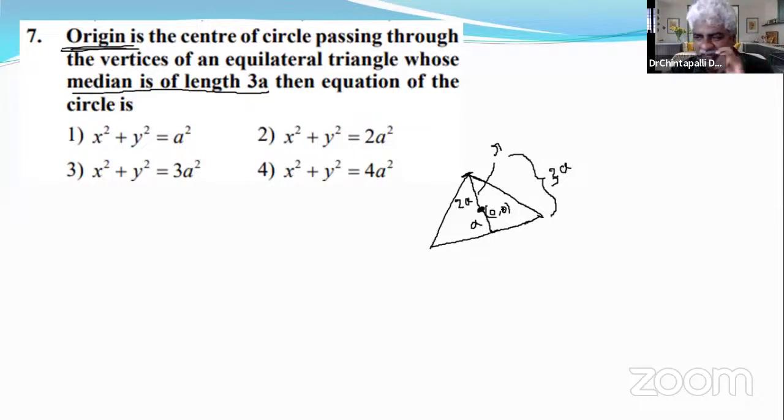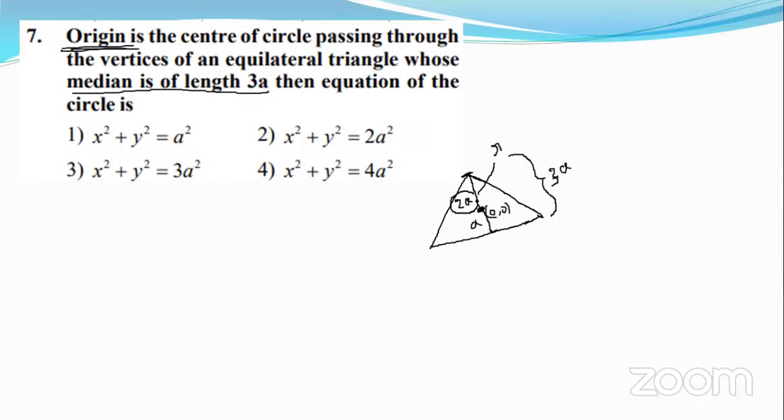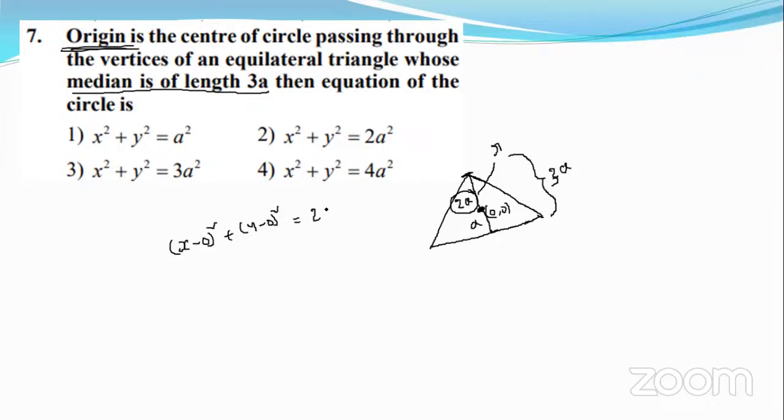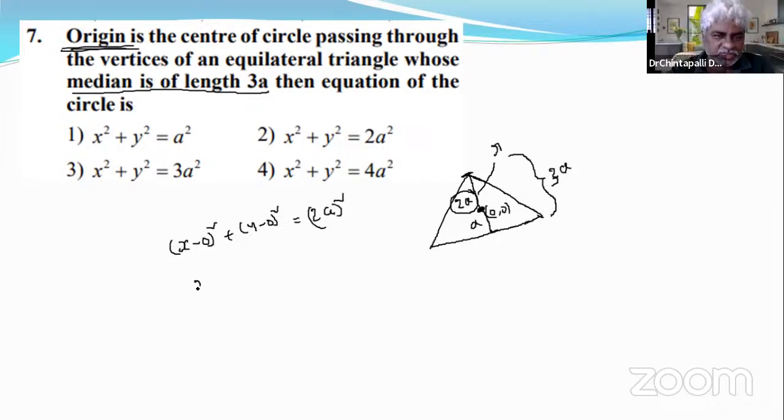Now, what is its center? Center is 0, 0. Radius r means 2a. The equation of the circle is (x minus 0) whole square plus (y minus 0) whole square is equal to (2a) whole square. That is x square plus y square is equal to 4a square.